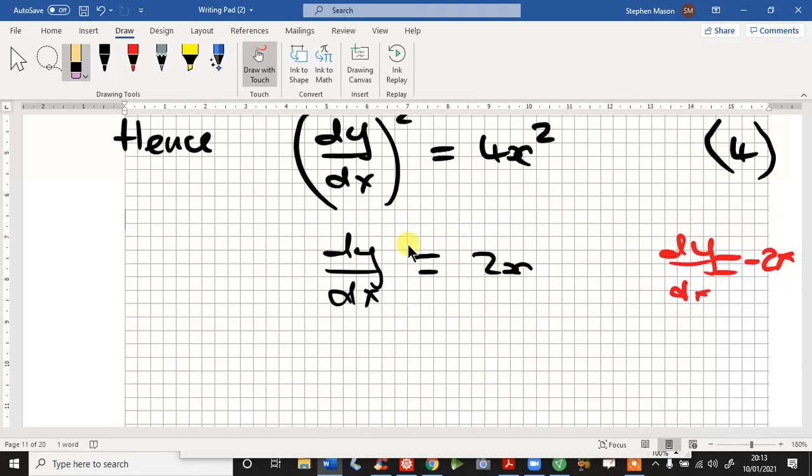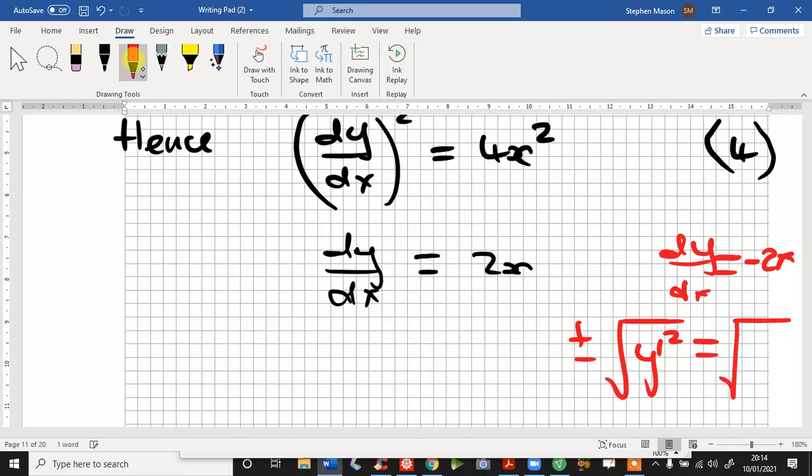Well, when you take the square root of both sides of equation 4, what you actually have is plus or minus the square root of, I'll just write this as y prime all squared, equal to plus or minus the square root of 4x squared. So in actual fact, you have a positive square root of y prime squared equal to a positive square root of 4x squared. And if you work that out, you get what we've got here, dy/dx equals 2x.